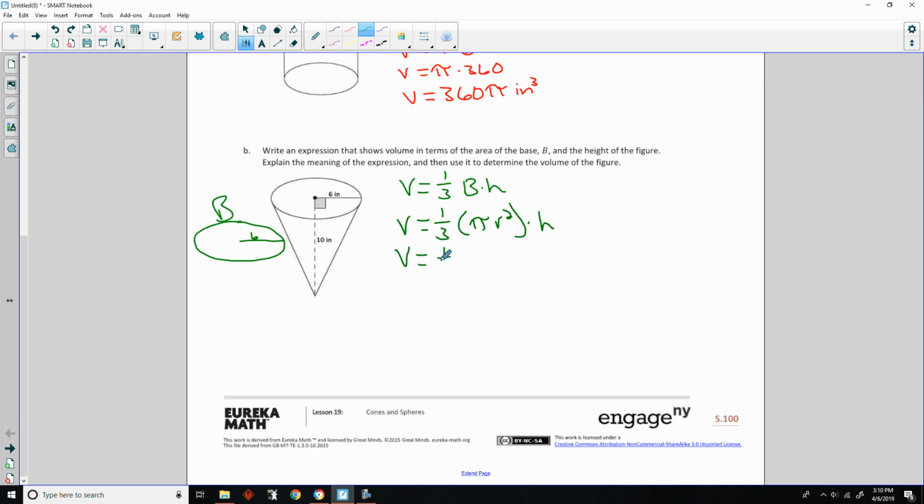Substituting our givens, we get 1/3 pi. The radius is 6, so that's 6 squared times our height 10. So we're going to get volume equals 1/3 pi, 6 squared is 36 times 10 is 360. Simplifying, 1/3 just means to divide by 3. 3 goes into 3 once, 3 goes into 6 twice, so 360 divided by 3 is 120 pi inches cubed. So that is the volume of this cone.